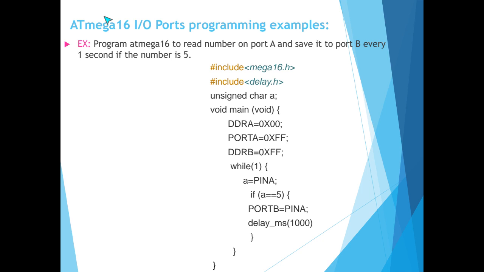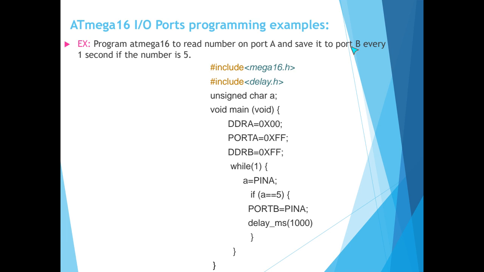The other example wants us to program the Mega 16 to read a number on port A and save it to port B every 1 second if the number is 5. This is somewhat similar to our previous programs, but it wants us to check the value of the read parameter, and then if it is 5, save it in port B.